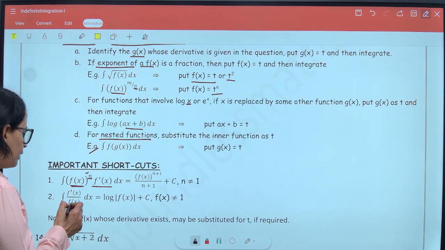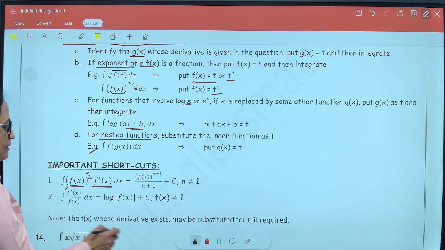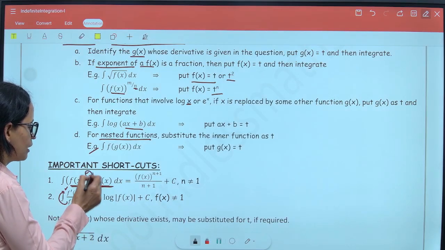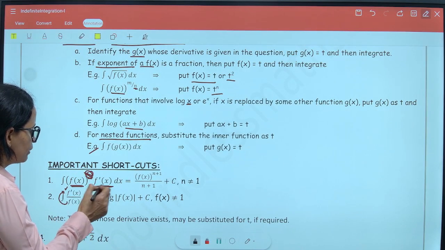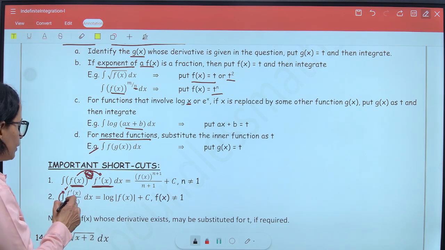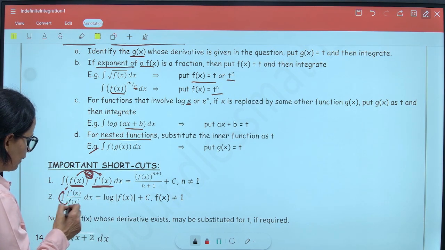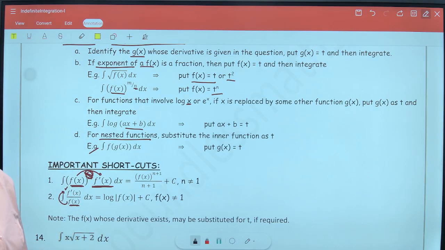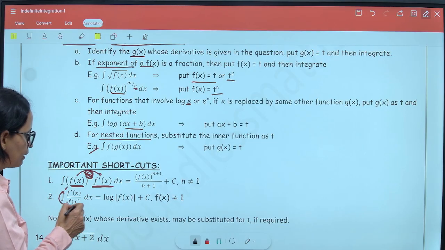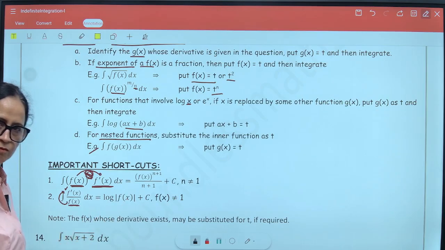Second is, if the numerator is an exact derivative of the denominator. In the first property, this is not an exact derivative. You just ignore this n and then see if this is the derivative of f(x). But in the second property, the numerator has to be an exact derivative of the denominator, including any exponents, if at all there are. Then the integral of this function is going to be log of f(x), the way the integral of 1 upon x is log of x. So if you have f dash x upon f(x), you directly write the answer as log of f(x) plus c.